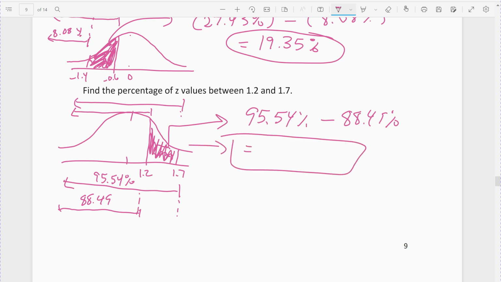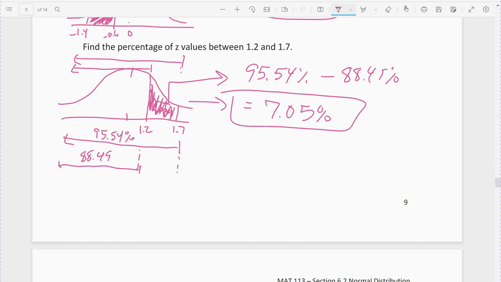And again, it should be fairly small. It comes out to be 7.05%, I believe. 95.54 minus 88.49 comes out to 7.05. I was just double checking. And again, it's a small percent. So that's the tough one. Alright, so again, that's the harder case.